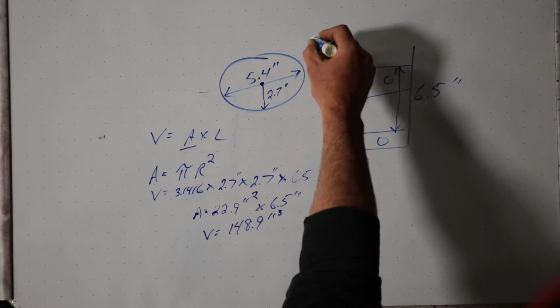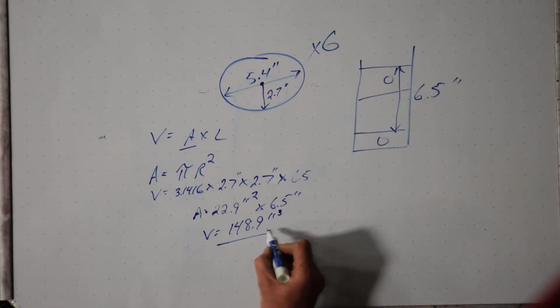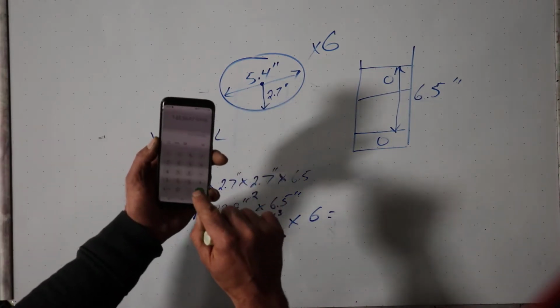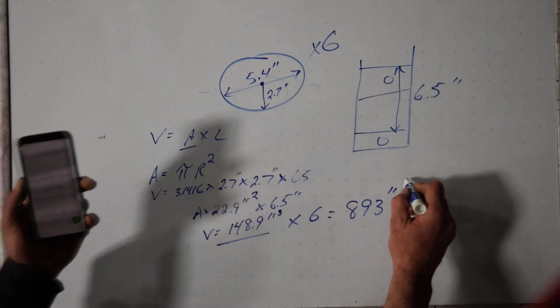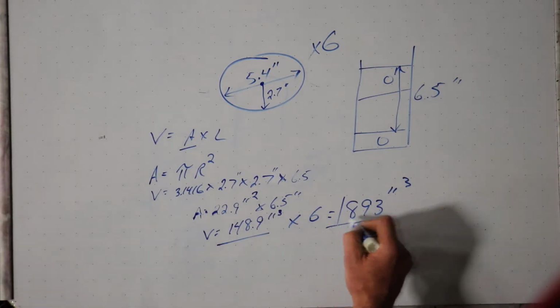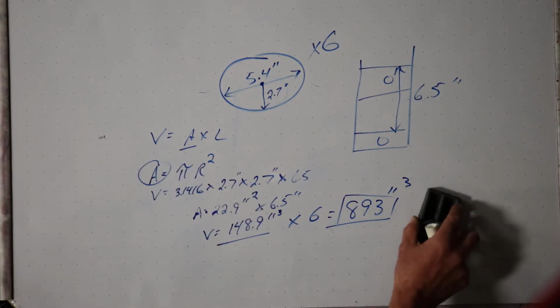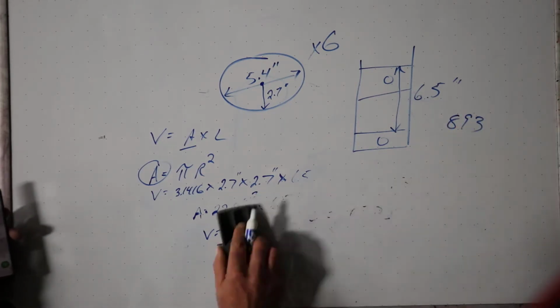So if this happens to be a 6-cylinder engine, it has 6 cylinders, they're all the same size. I just take this number, times it by 6, equals 893 inches cubed. Total engine displacement. So it's an 893 cubic inch engine. There is another formula for figuring out the area that a lot of mechanics prefer. So we'll try to remember this number. I'm just going to write it over here, 893. Okay.